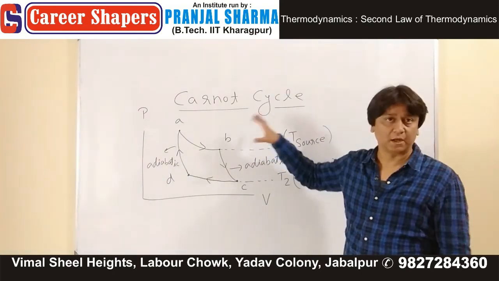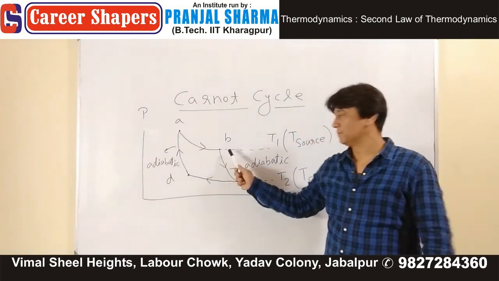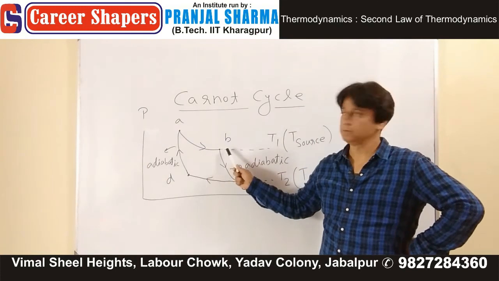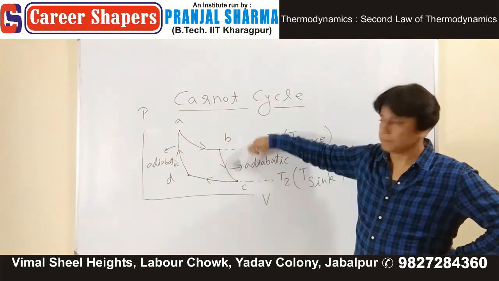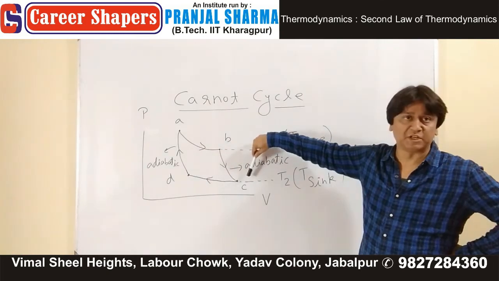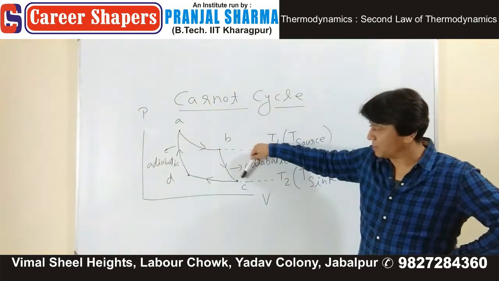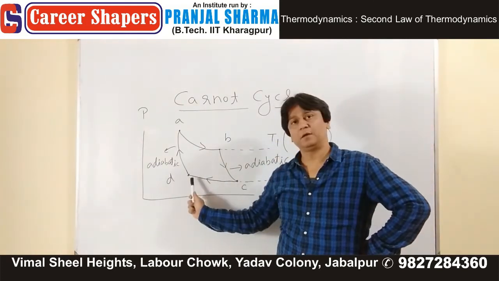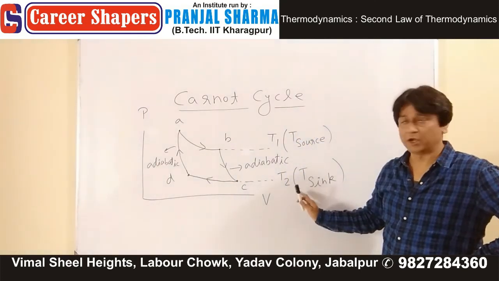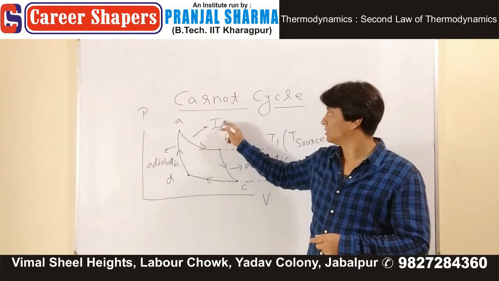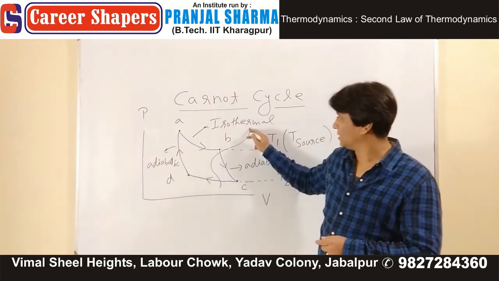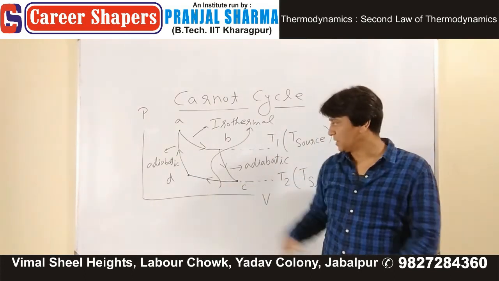So what the whole Carnot cycle is, from A to B, isothermally at temperature T1, we are increasing the volume. Then from B to C, adiabatically we are increasing the volume. From A to C, volume is increasing first isothermally, then adiabatically. From C to D, volume is decreased at temperature T2, again isothermally. These are isothermal parts. This is also isothermal, remember. This part is also isothermal.